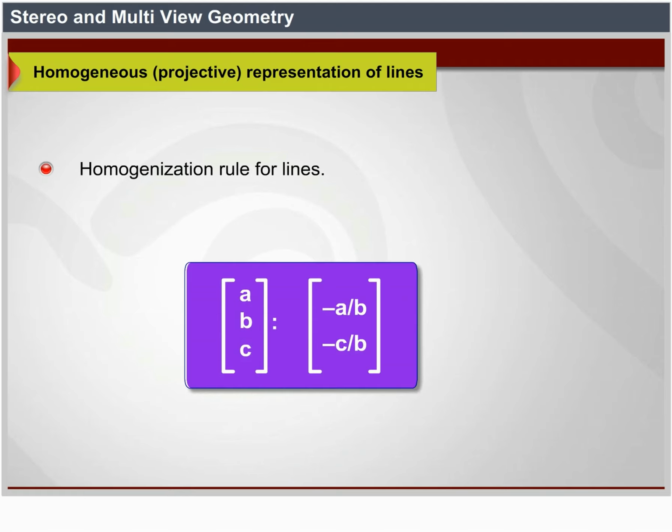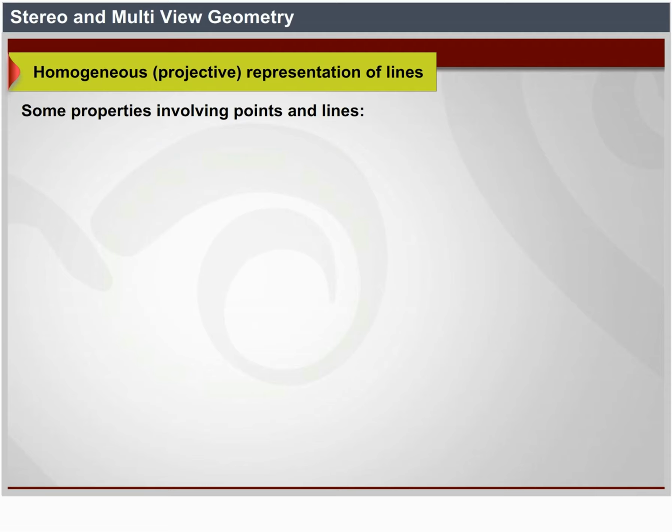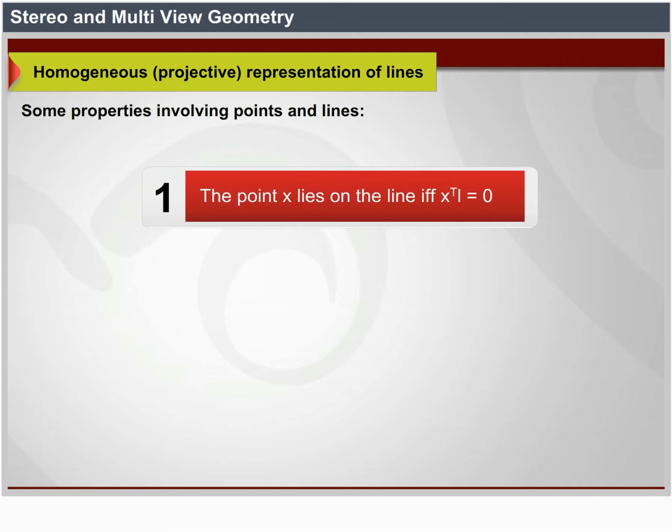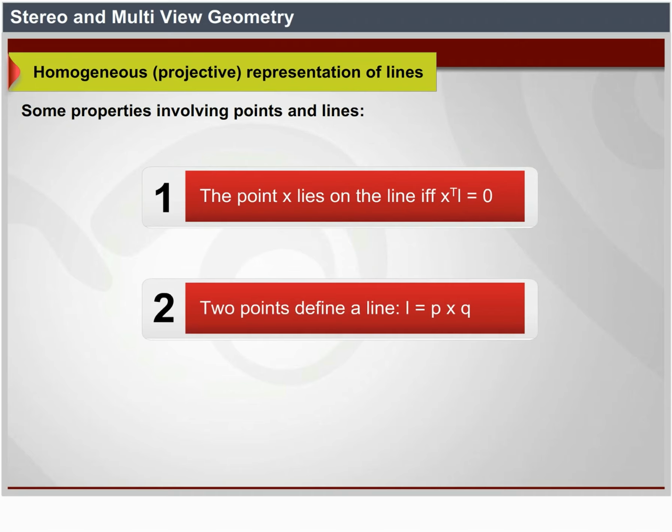Some properties involving points and lines. The point x lies on the line L if x transpose L equals 0. Two points define a line: L = P × Q. Two lines define a point: P = L × M.